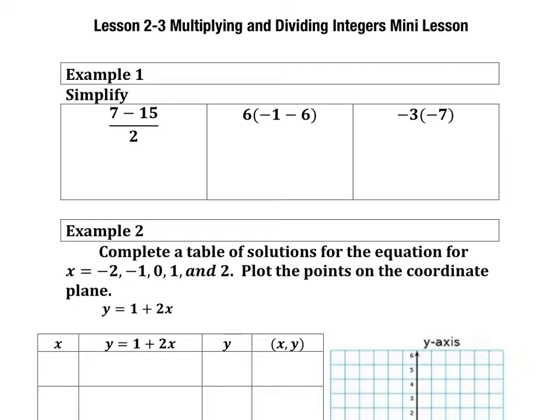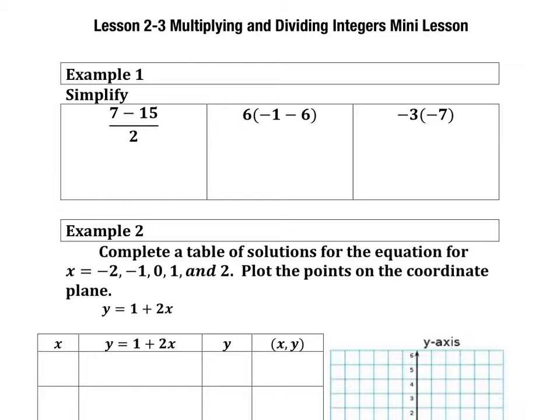Hello all, today we're going to be discussing 2.3, multiplying and dividing integers. In example 1, we're going to use the order of operations and our properties for multiplying and dividing integers to simplify the given expressions. So, 7 minus 15, divided by 2.